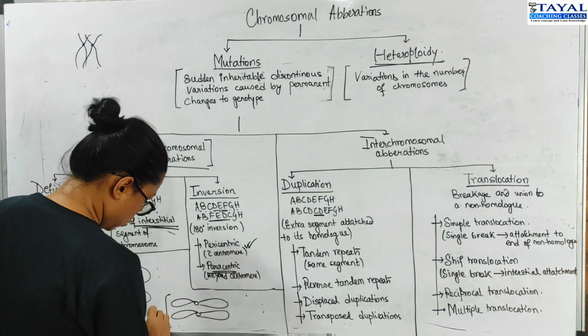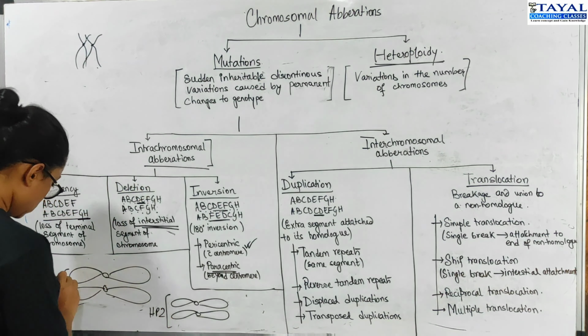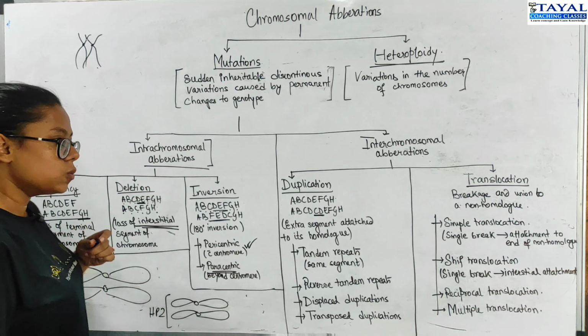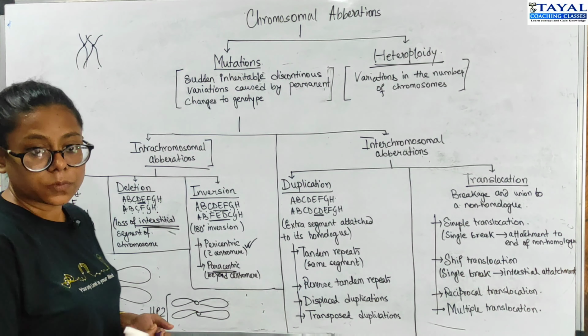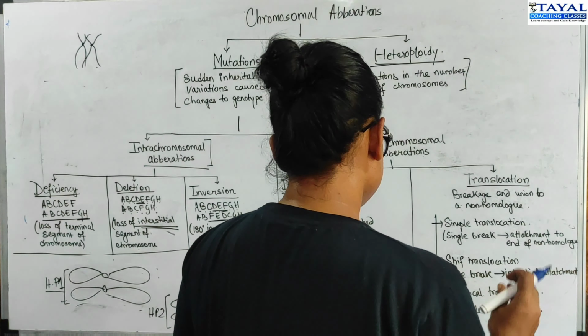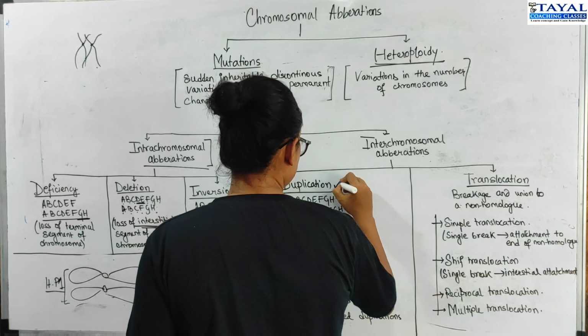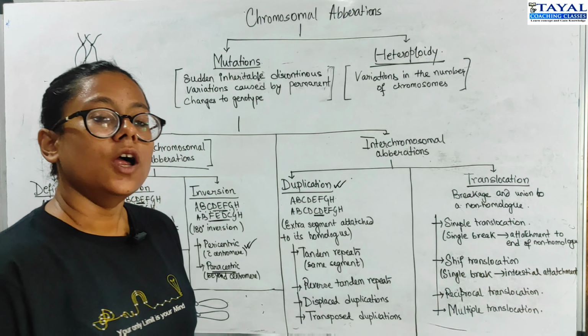This is another homologous pair. So now, because it is interchromosomal, the aberrations could be between these two or these, all of these, right? So now starting with, the first one is known as duplication.